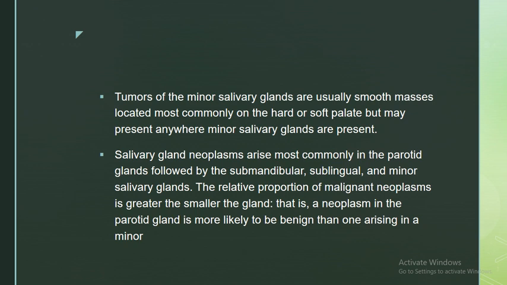Salivary gland neoplasms arise most commonly in the parotid gland, followed by the submandibular, then the sublingual and the minor salivary glands. The relative proportion of malignant neoplasms is greater as the gland goes smaller. That is, a neoplasm in the parotid is more likely to be benign than one arising in the minor salivary glands.